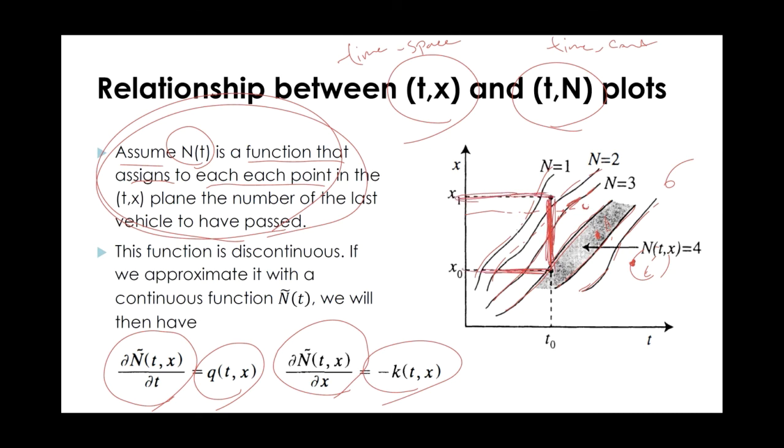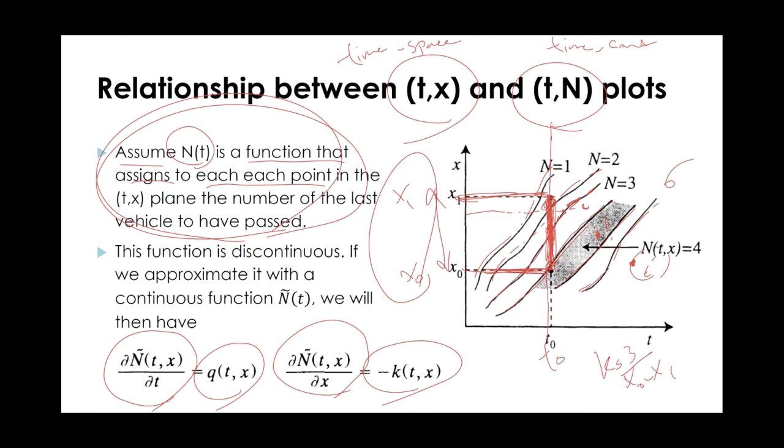If we wanted to calculate density using the time-space diagram, we would specify a stretch of the road from x0 to x1, draw a vertical line at any snapshot of time, and just count how many vehicles we see. So in this case, it would be 1, 2, and 3 vehicles. So density here would be 3 vehicles over the length of the road, x0 minus x1, right? That would be the density.